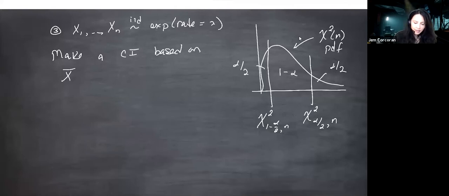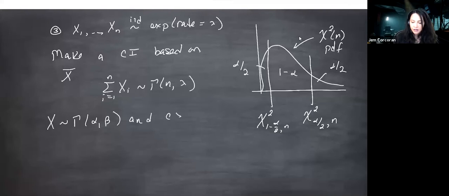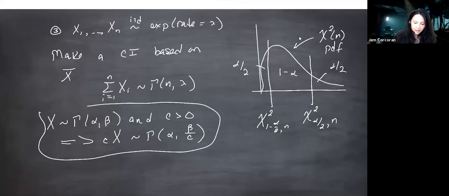We know that the sum as i goes from 1 to n of the xi has a gamma distribution with parameters n and lambda. We showed that using moment generating functions, and that's really common knowledge at this point for us. And we showed that if x has a gamma distribution with parameters alpha and beta, and if c is a constant greater than 0, then c times x has a gamma distribution with parameters alpha and beta over c. And so we can take that little aside there to get the distribution of x bar.